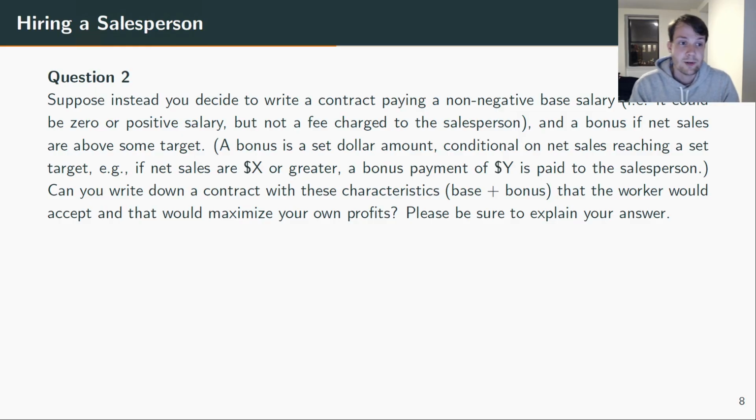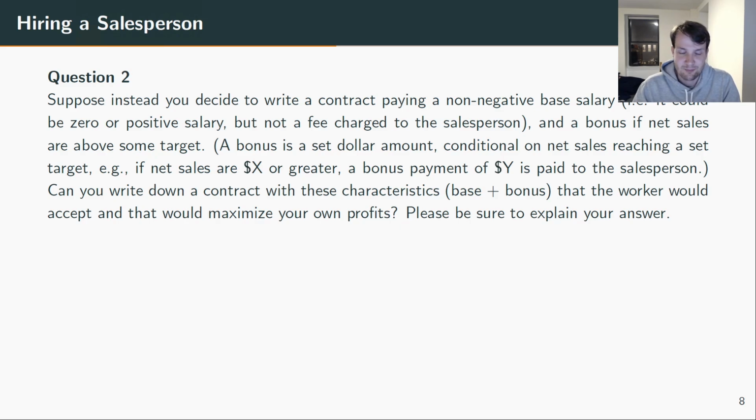The second question now says, instead of a franchise type contract, we're going to consider a contract with a non-negative base salary and some sort of bonus. We're going to define a bonus as some payment Y that we're going to make if we see that sales are at X dollars or greater. And we're going to try to write down a contract with these characteristics of base and bonus that the worker would accept and that would maximize the profits to the principal.